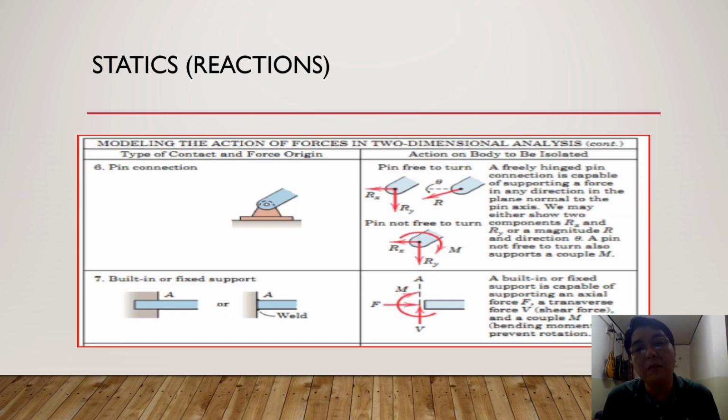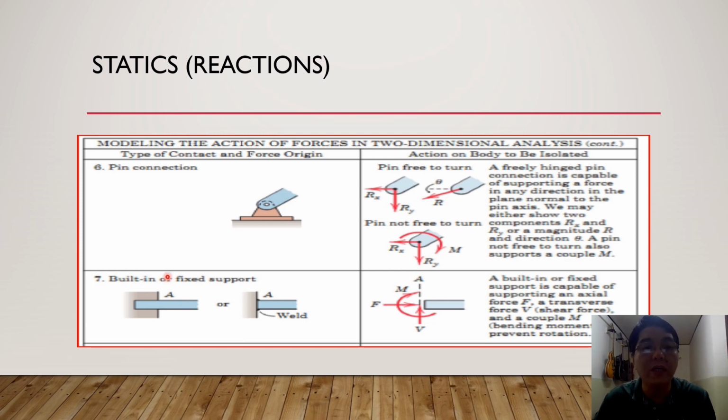Okay. Sa pin connection naman, ang pin connection may dalawang reaction lang tayo. Yung reaction natin which is Ry at Rx. So, the resultant can be resolved, no? Using Pythagorean theorem. Malalaman natin dito sa pin, the moment will be zero, no? Moment will be zero.